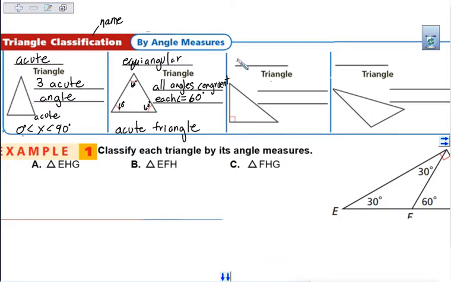Our next classification for triangle is a right triangle. And right triangles have one right angle. Remember that a right angle is 90 degrees. Your other two angles are going to be acute angles.